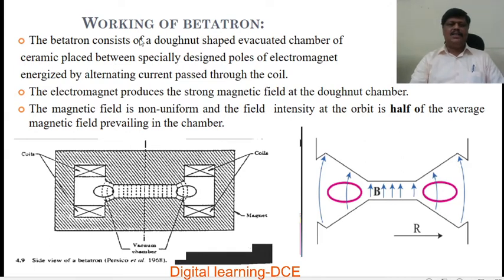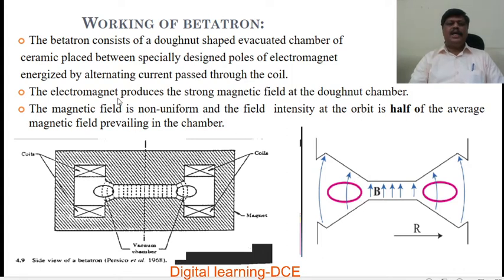Working of betatron. The betatron consists of a donut shaped vacuum chamber of ceramic placed between specially designed poles of an electromagnet. Here these are the coils. This is the magnet, these magnetic coils, so it acts like an electromagnet, and this is a vacuum chamber. This is the direction of the magnetic field. So here we can see in this diagram the direction of B. So the electrons are moving in the circular orbit.